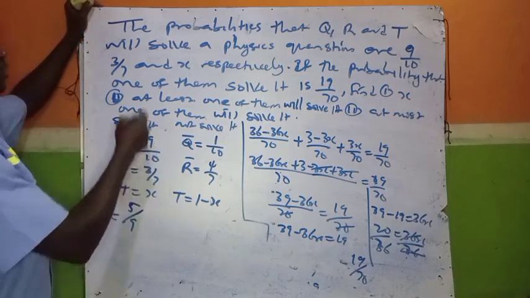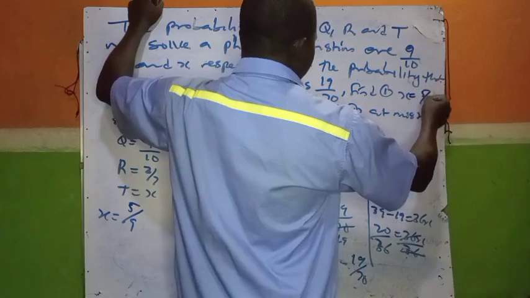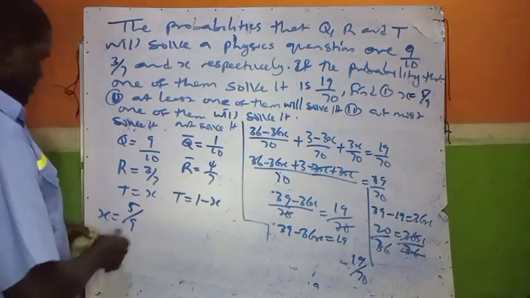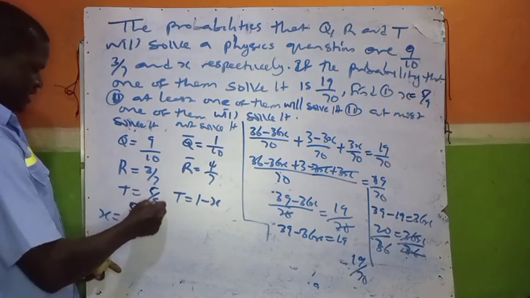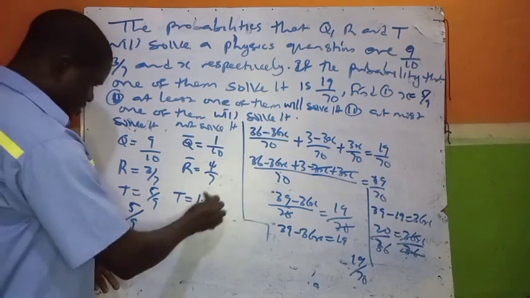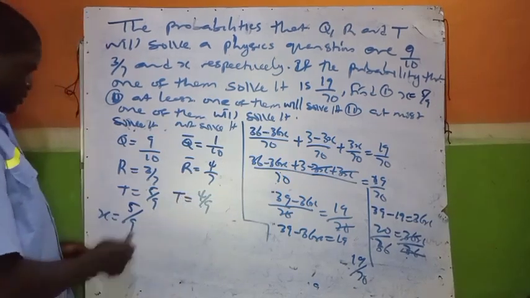So that's question number 1. Question number 1 says to find it. So here is 5 over 9. So we have it like that. So here you can replace it here. This one is what? 5 over 9. So for this, here is going to be 4 over 9. So that's that.